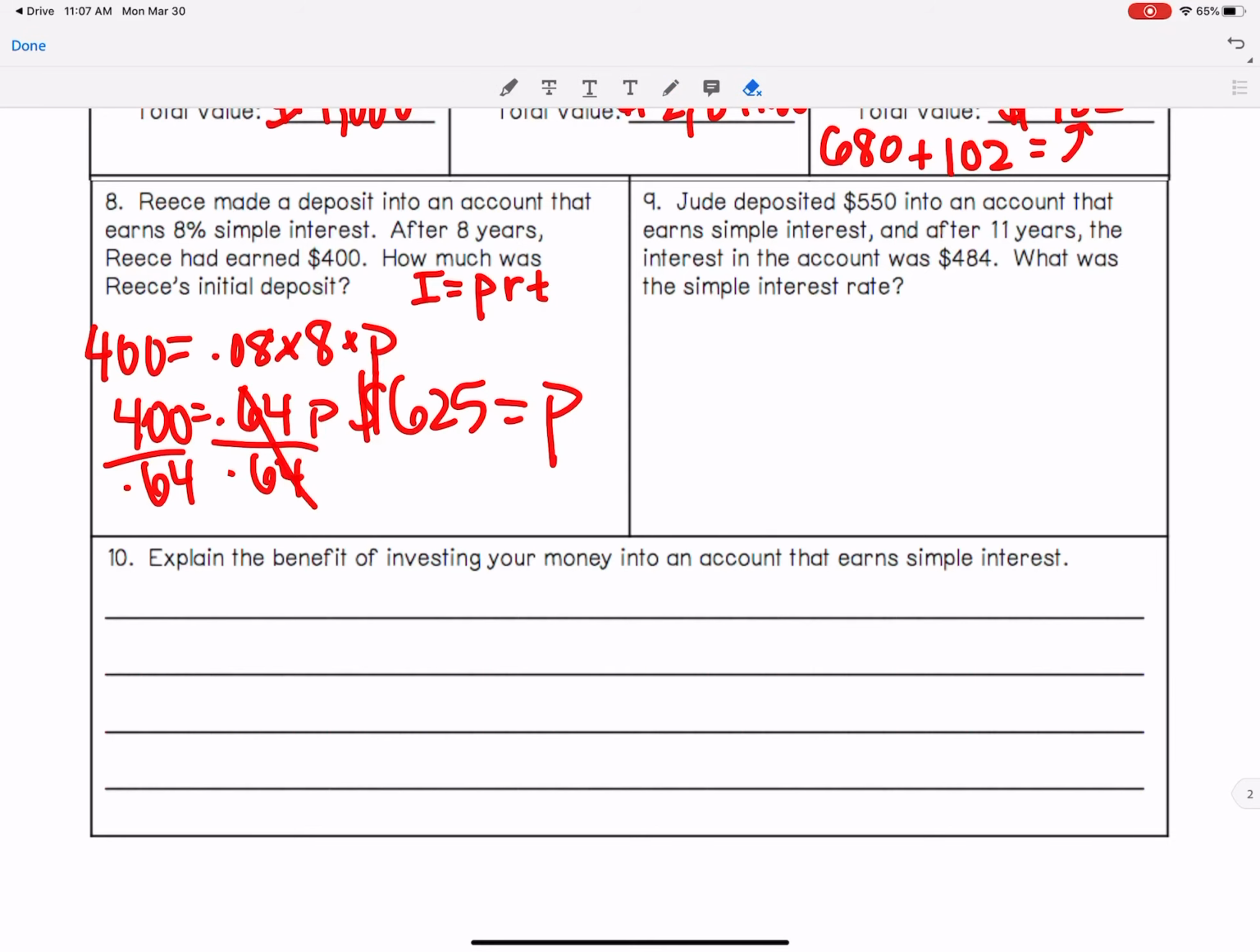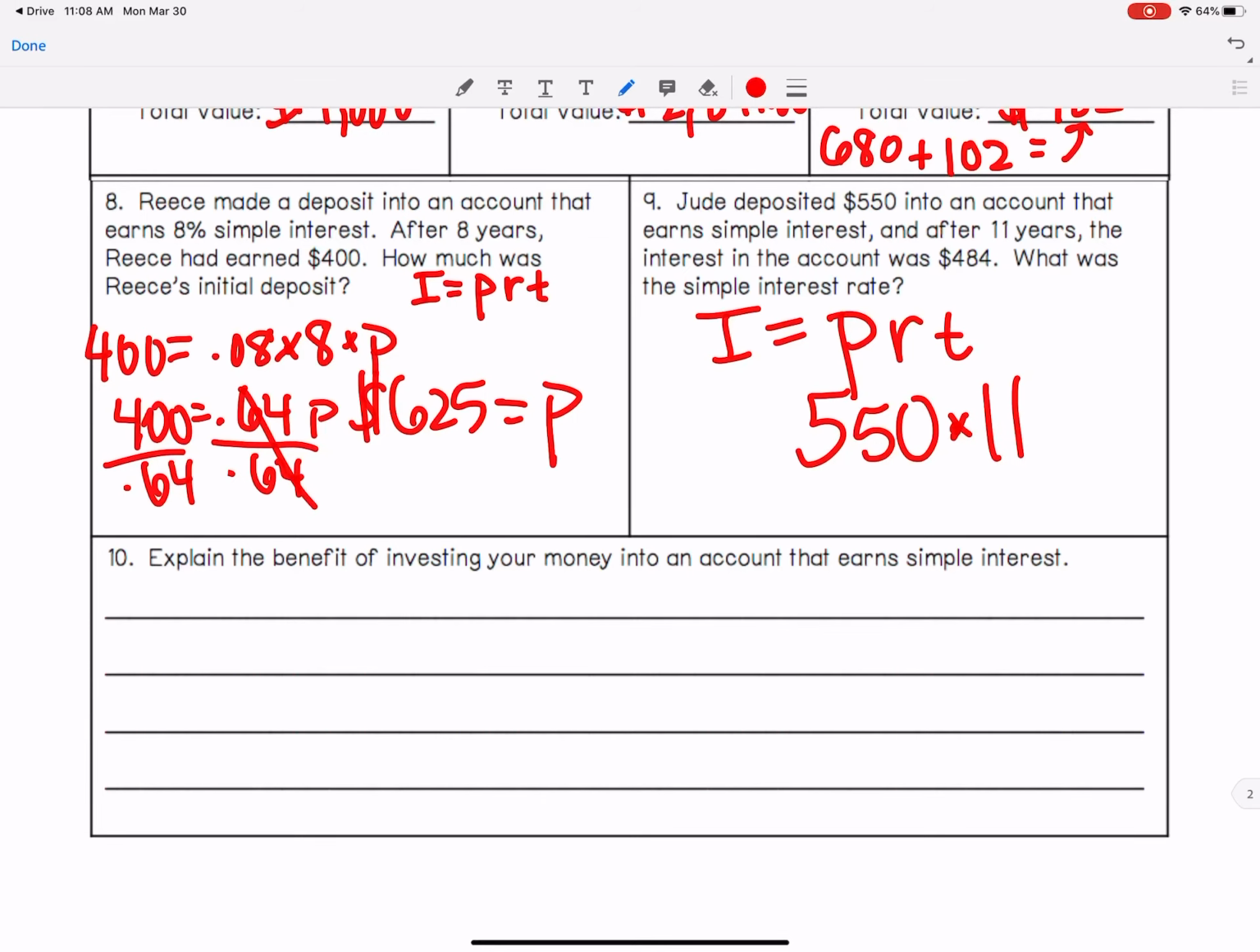Okay, question number 9. Jude deposited $550 into an account that earns simple interest, and after 11 years, the interest in the account was $484. What was the simple interest rate? So we're going to use our equation once again. The interest is equal to the principal times the rate times the time. The principal that was deposited was $550. The rate, it looks like we don't have a rate, but we do have time. The time was 11 years. So I'm going to times by 11 years, and I'm just going to leave R for rate. And it looks like the interest was $484.